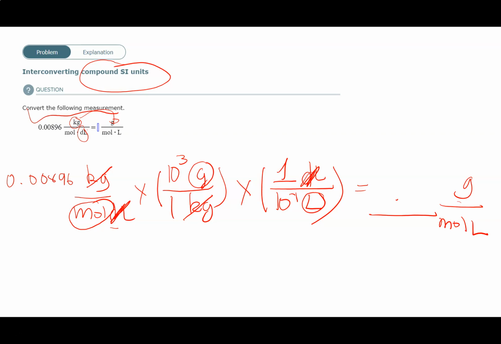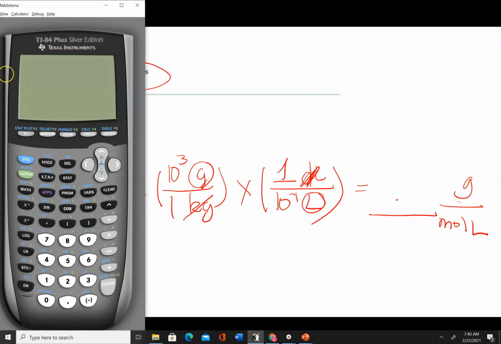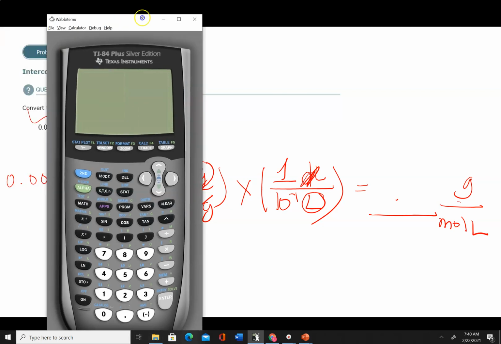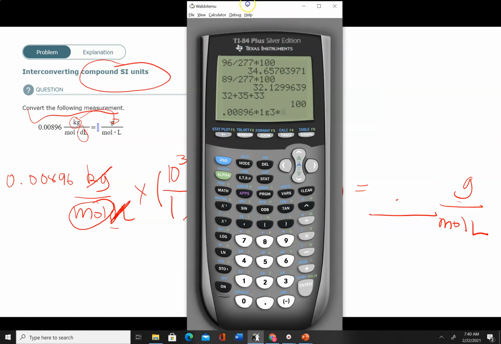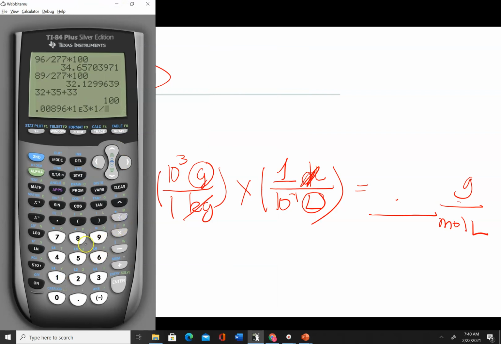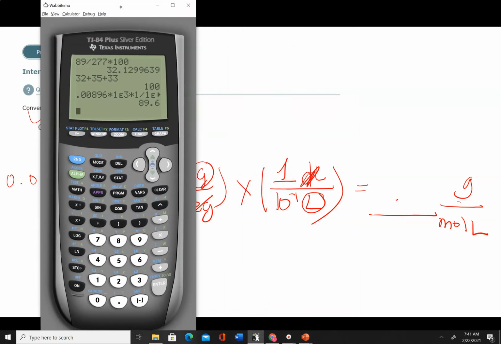And in this case, we're asked to evaluate it, so we'll have to actually put it into our calculator. So we want 0.00896. Turn the calculator on. 0.00896 times 10 to the 3. So I'm going to just do times 1 by 10 to the 3. And then times this fraction here, 1 times 10 to the minus 1. There we go, and enter. And it is 89.6. Now we want to get our sig figs right. This needs to be 3 sig figs because we started with 3 sig figs.